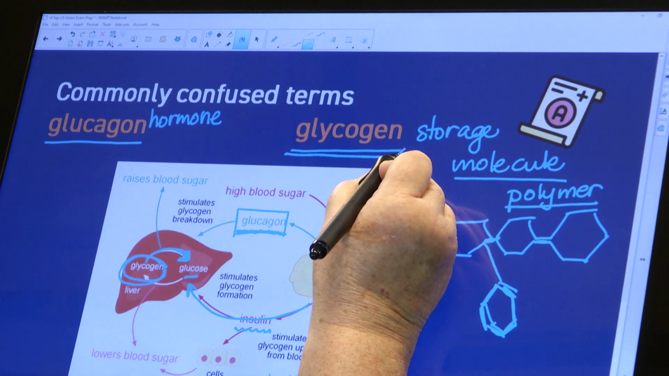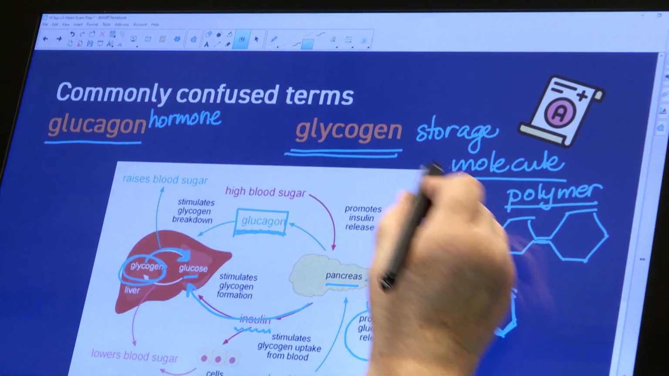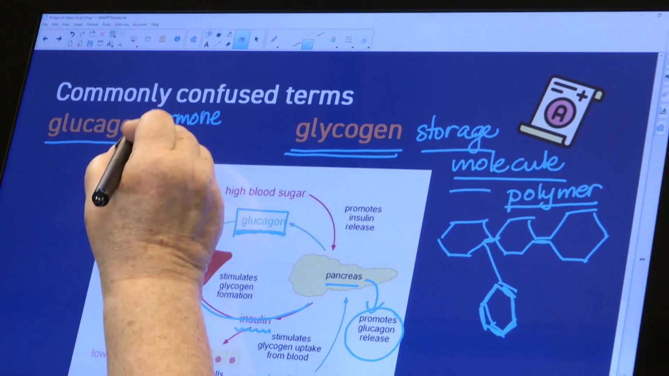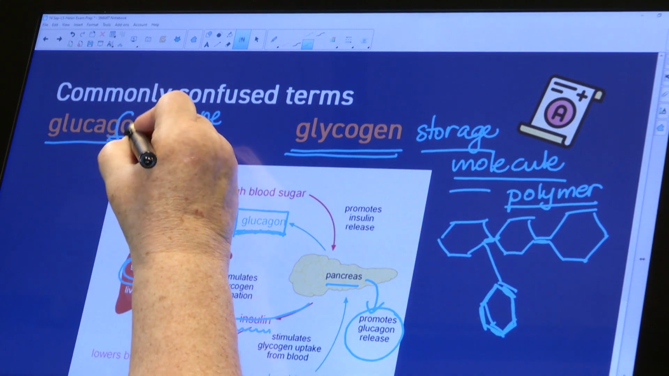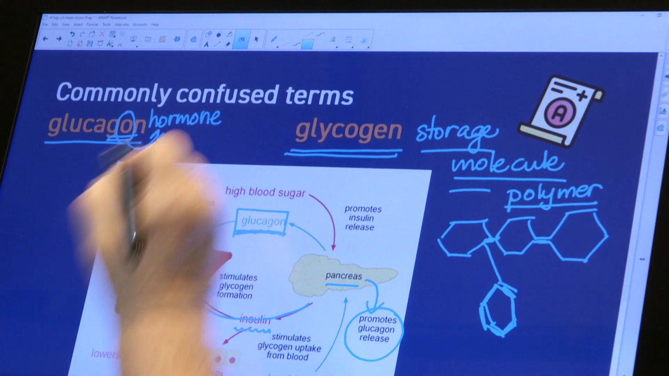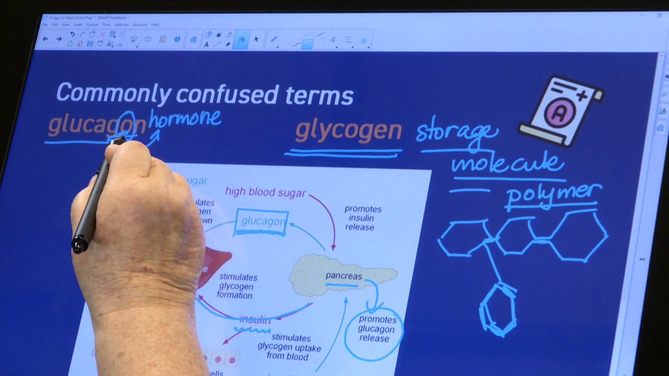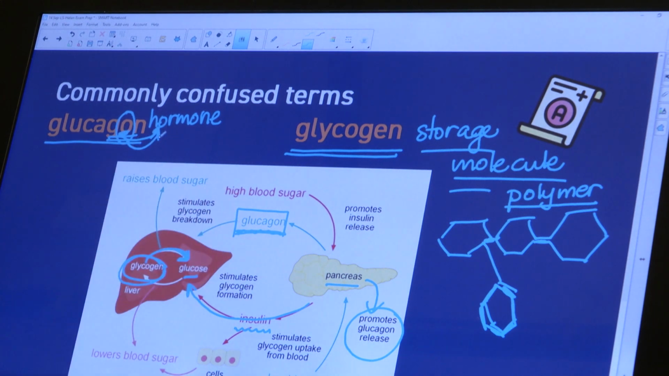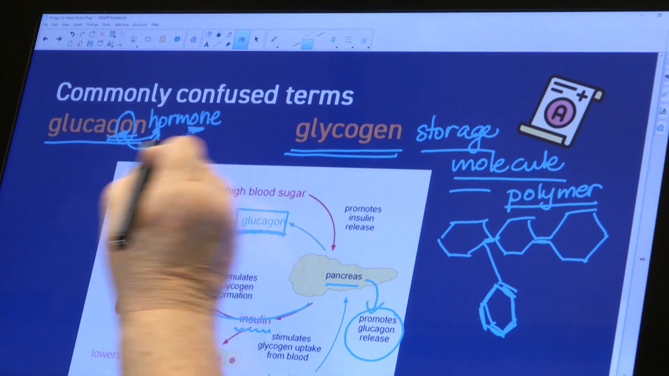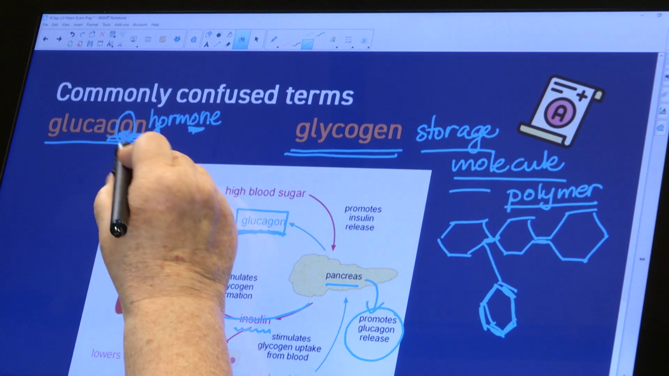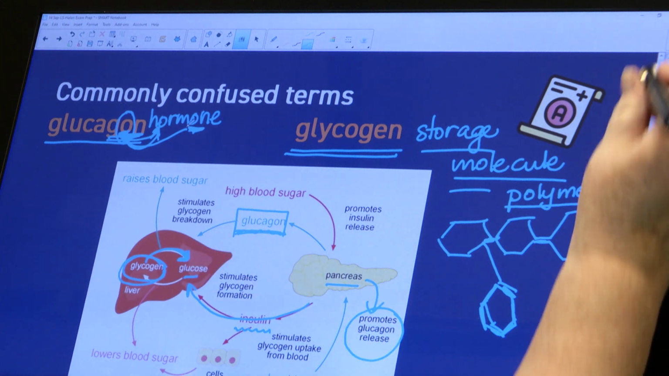So there we have it. They do sound very, very similar, but you're going to have to find ways of remembering that glycogen is the storage molecule and glucagon is the hormone. That's the way that you can also remember it. Glucagon is the hormone. We've got an ON, we've got an ON. Glucagon is the hormone.